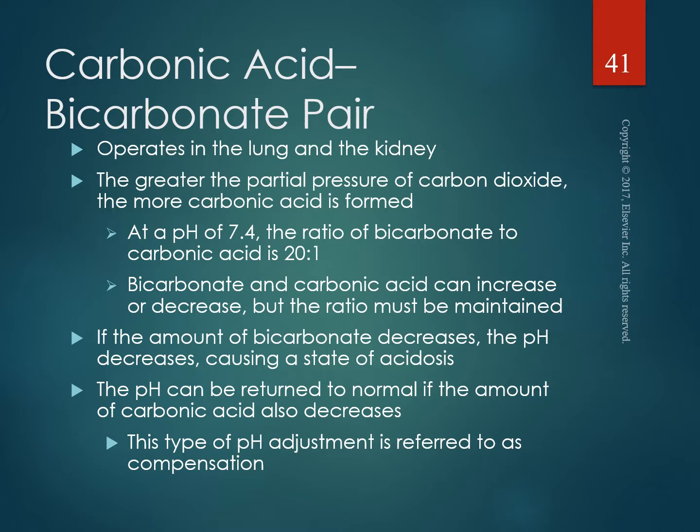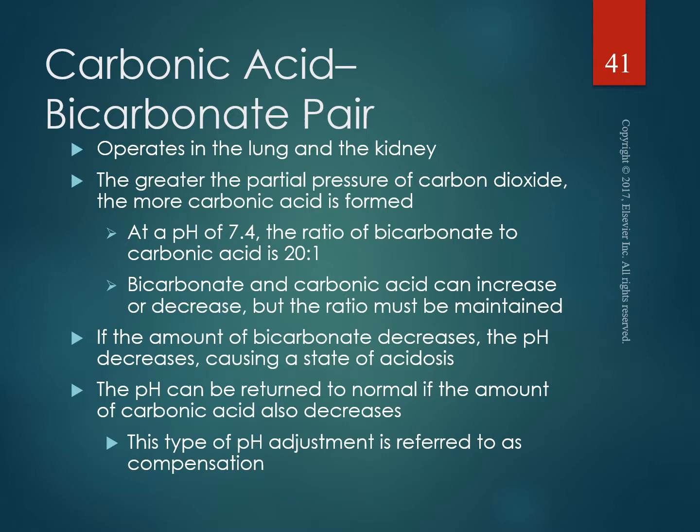The greater the partial pressure of carbon dioxide, the more carbonic acid is formed. At a pH of 7.4, the ratio of carbonate to carbonic acid is 20:1. Carbonate and carbonic acid can increase or decrease, but the ratio must be maintained. If the amount of carbonate decreases, the pH decreases, causing a state of acidosis. The pH can be returned to normal if the amount of carbonic acid also decreases. This type of pH adjustment is referred to as compensation.